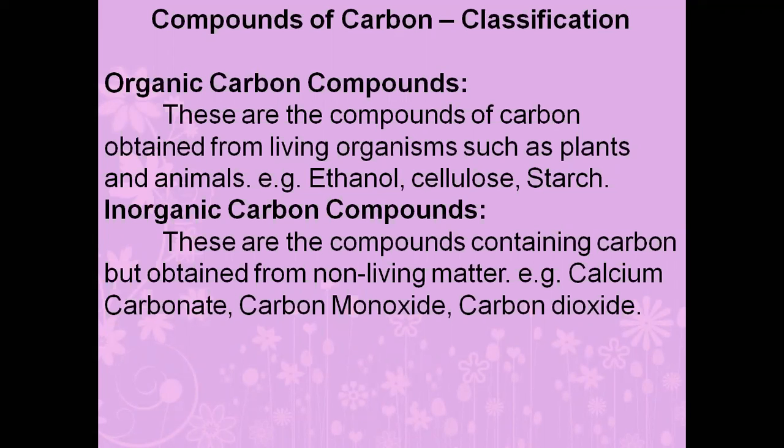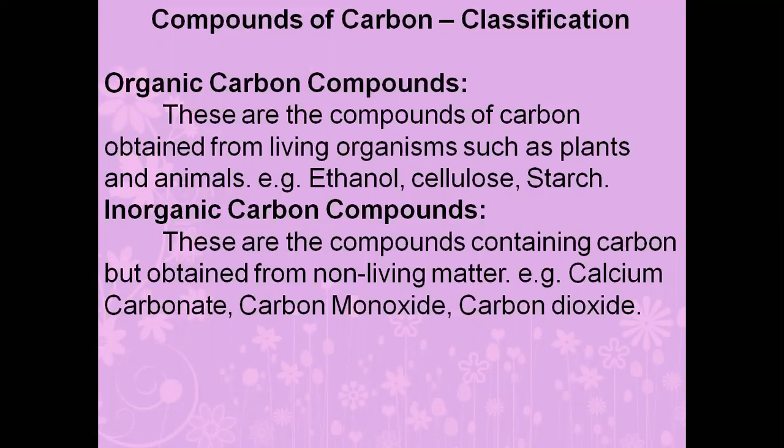Organic compounds are obtained from living organisms, that is plants and animals, including human beings. So from plants and animals, that is organic carbon compounds. Examples: ethanol, cellulose, starch. So these are examples of organic carbon compounds. There are millions of organic compounds in nature.